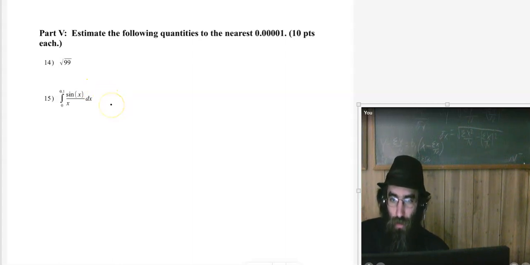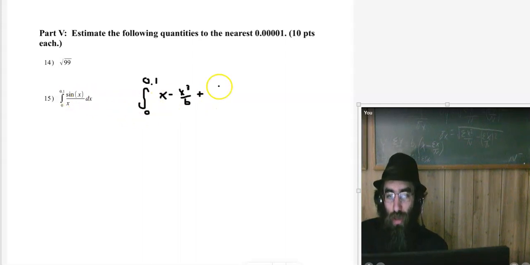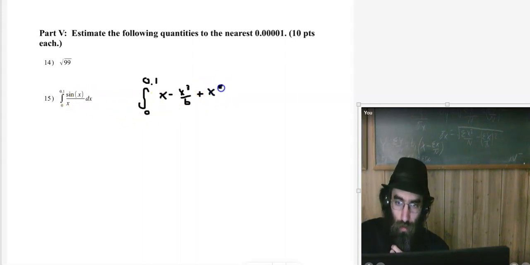All right. So instead, what do we do? Well, this is the Taylor series test. So it's the exam that covers Taylor series. So let's approximate this with Taylor series. Integral from 0 to 0.1 of x minus x cubed over 6 plus, now remember, sine of x, or well, yeah, so plus x to the 5th over 120, over x.